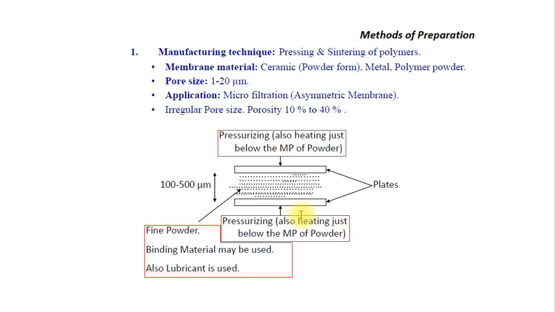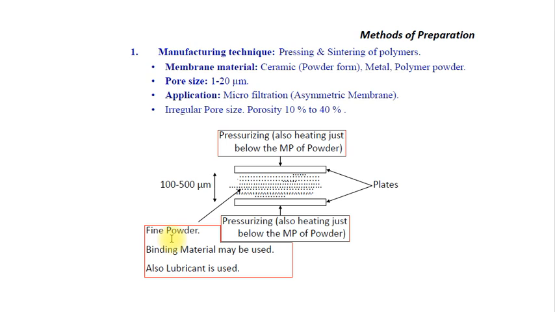The other operating conditions are the powder size. If the particle size is large, you will create large pores. If the particle size is small, you can create smaller pores. Then there is the binding material, which type of binding material you are using, and which type of lubricant you are using. In this way you can control the pore size, and the temperature also. If the temperature is higher, the pore size will be lower. If the temperature is lower, the pore size will be higher.